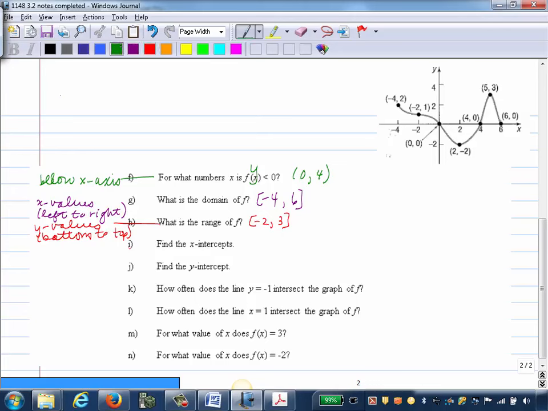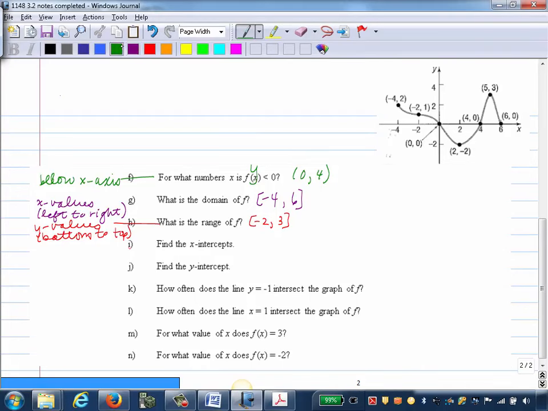Part I, find the x-intercepts. We remember x-intercepts are the x values where that graph hits the x-axis, intersects the x-axis, touches the x-axis, crosses through, any of those. So we're going to look on our x-axis here, and we can see this graph hits it 1, 2, 3 times. So my x-intercepts are going to be here where the x is 0, here where the x is 4, and here where the x is 6.